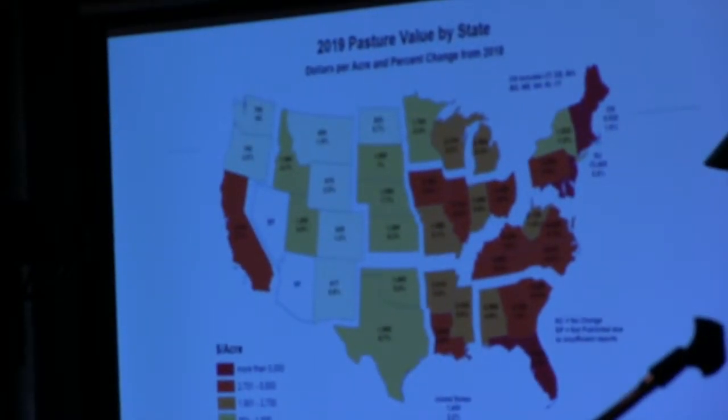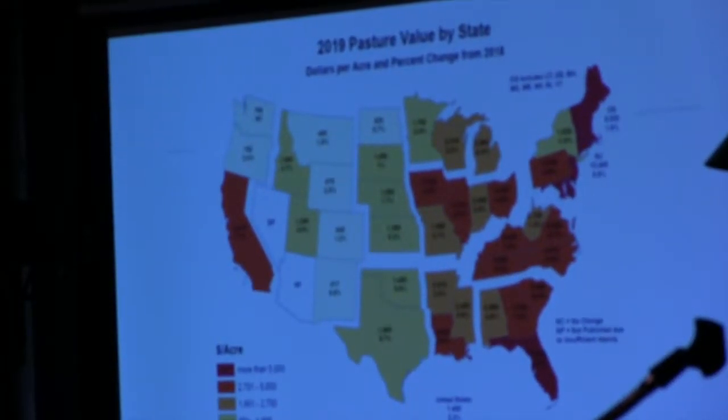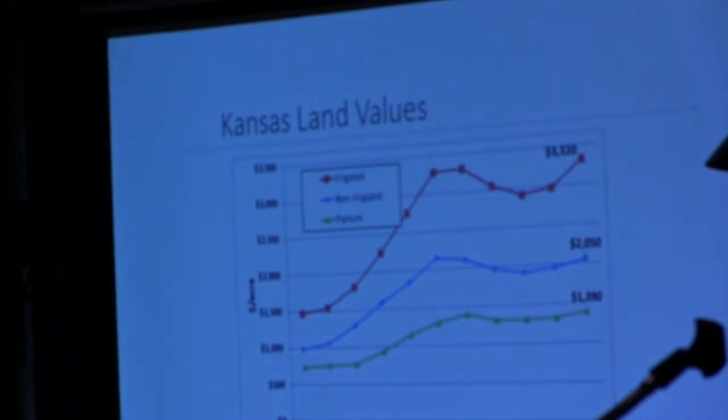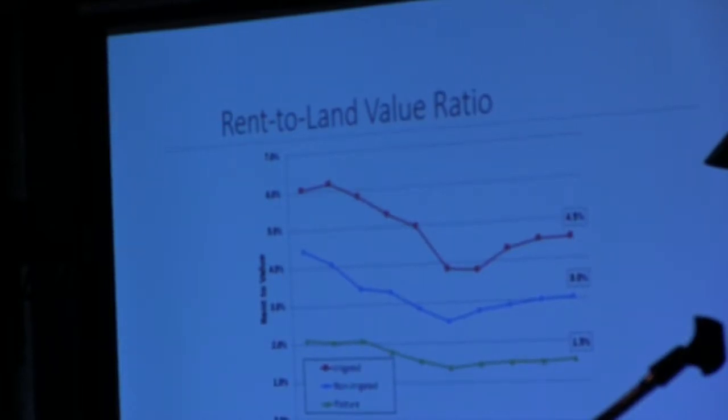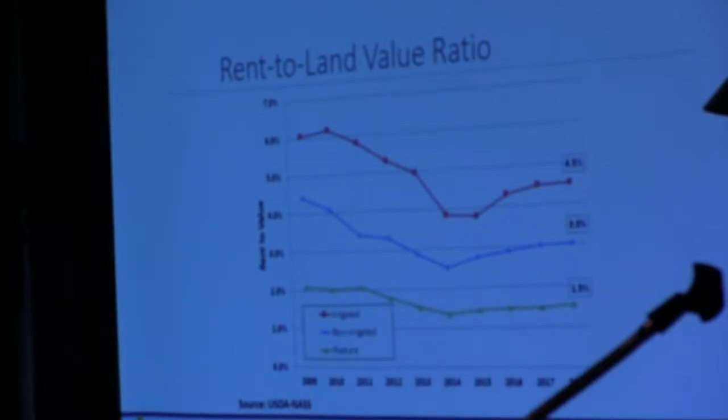It said we're up 5% on pasture. Again, I think that's pretty robust, more so than what we saw. This is how Kansas land values have gone up over the last 10 years or so. And you can see the non-irrigated, irrigated, and pasture here. This is the rent to land value ratio. Basically, rents didn't change enough, but land values went up, so it pushed that rent to value ratio down.